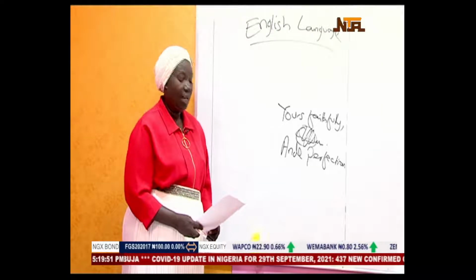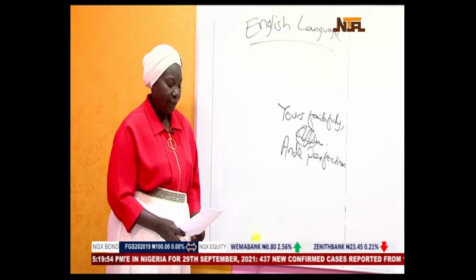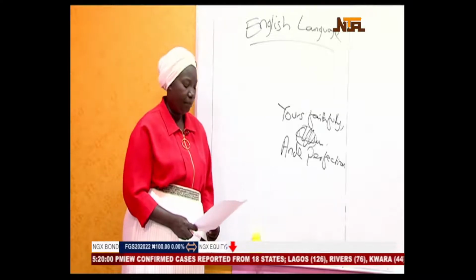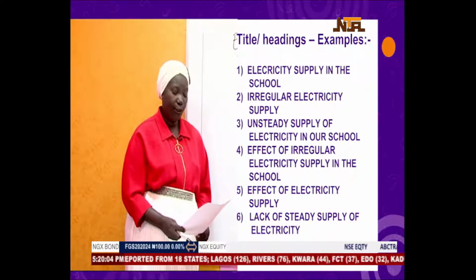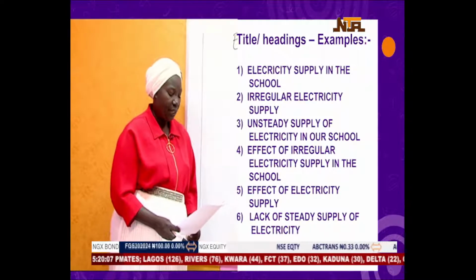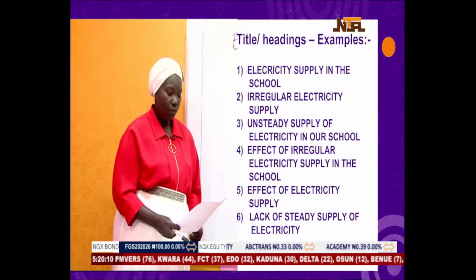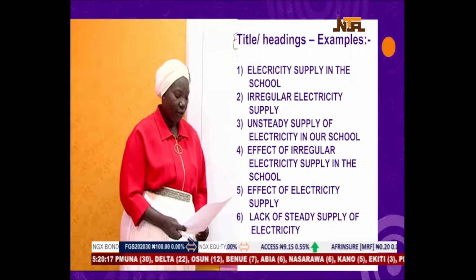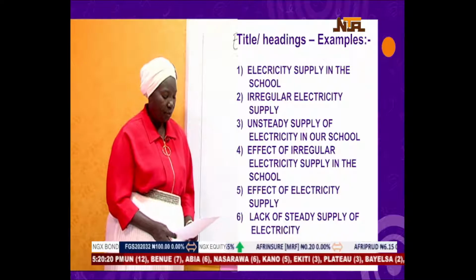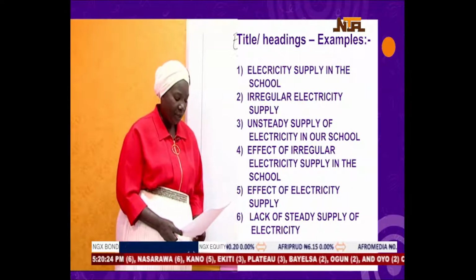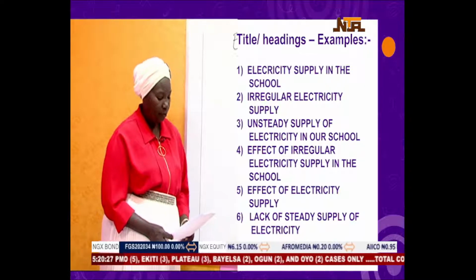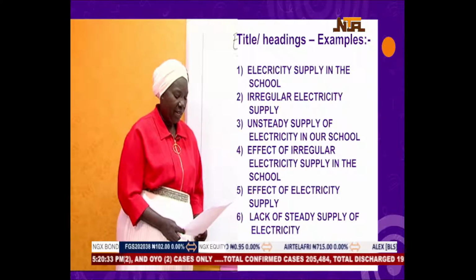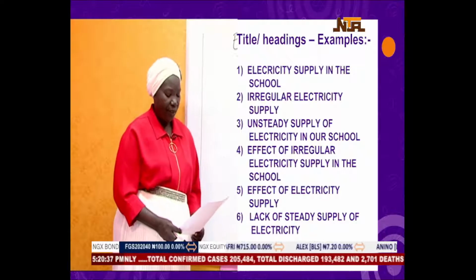We have two addresses, the salutation, title or heading. There are sampled titles or headings here. 1. Electricity supply in the school. 2. Irregular electricity supply. 3. Unsteady supply of electricity in our school. 4. Effect of irregular electricity supply in the school. 5. Effect of electricity supply. 6. Lack of steady supply of electricity.